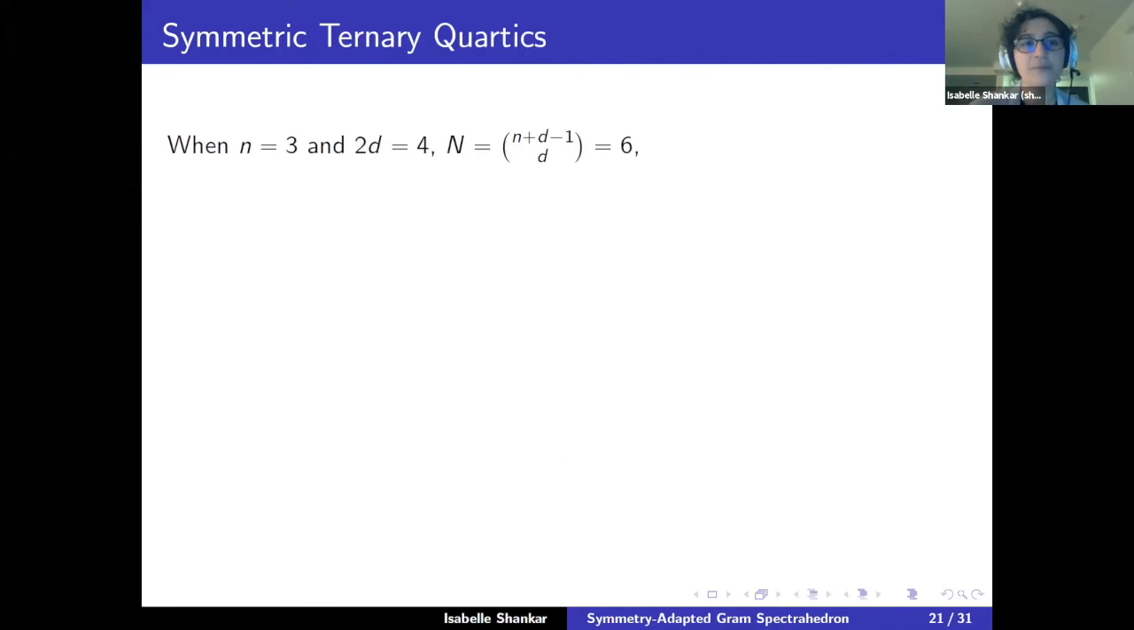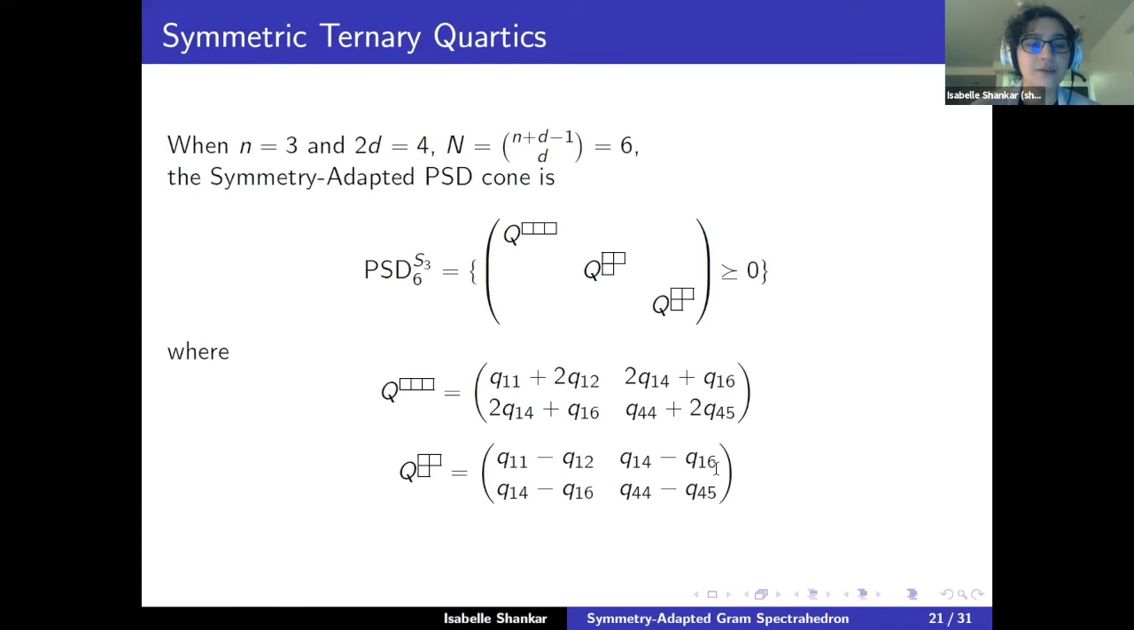And then I'm going to move up to symmetric ternary quartics. So n variables, degree 4 polynomials, the Gram matrices in this case are going to be 6 by 6. Here we have the symmetry adapted PSD cone. So we have 1 copy of the trivial and 2 copies of the standard irrep. The alternating doesn't appear in this case, and they're both 2 by 2 matrices.